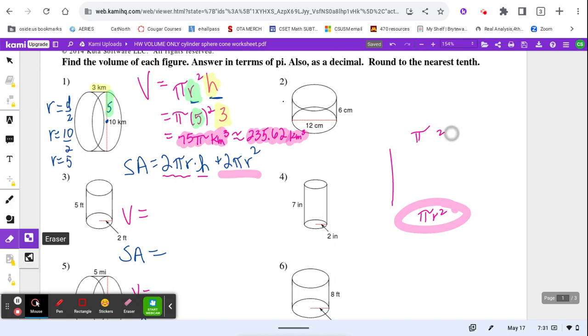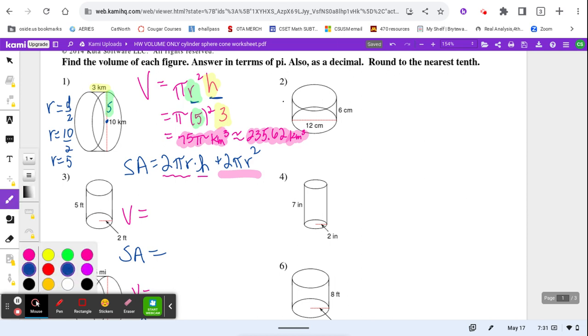Anyways, let's go plug into it. And let me use blue. So I've got 2 times pi times the radius of 5 times the height, and then 2 times pi times the radius squared. So this is going to be 2 times 5, that's 10. 10 times 3, that's 30 pi. And this is going to be 5 squared, or 25 times 2, that's 50 pi. So our total is 80 pi.